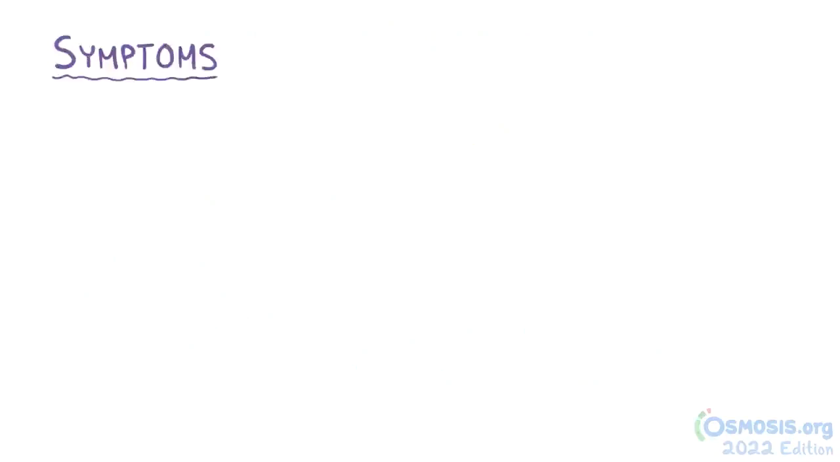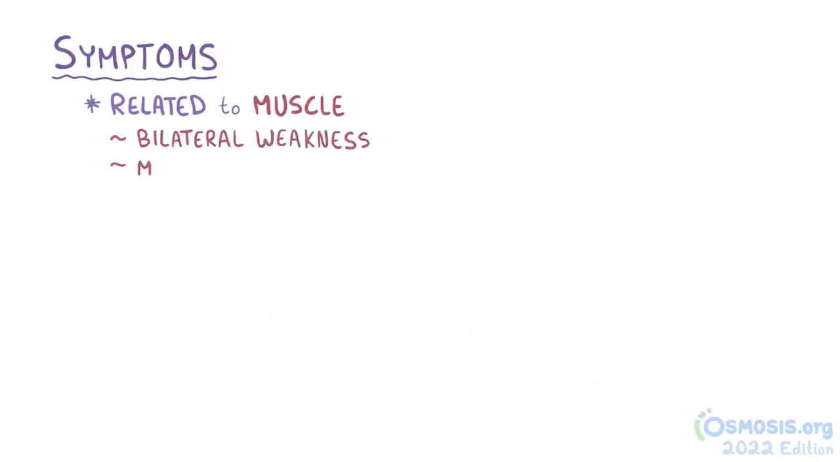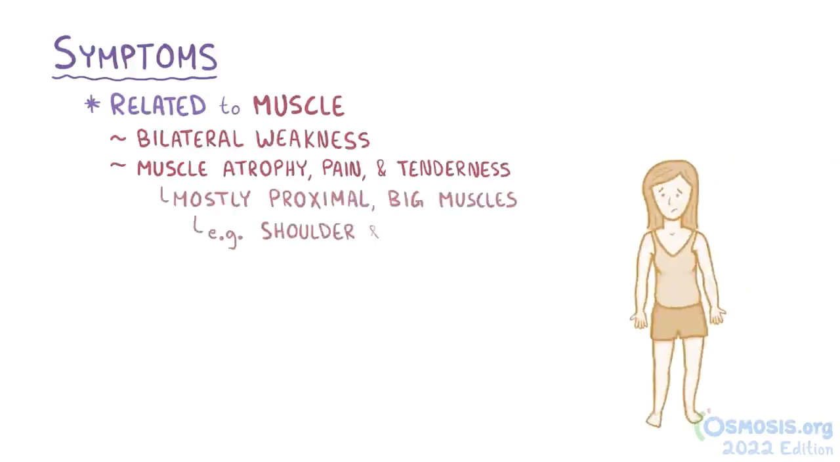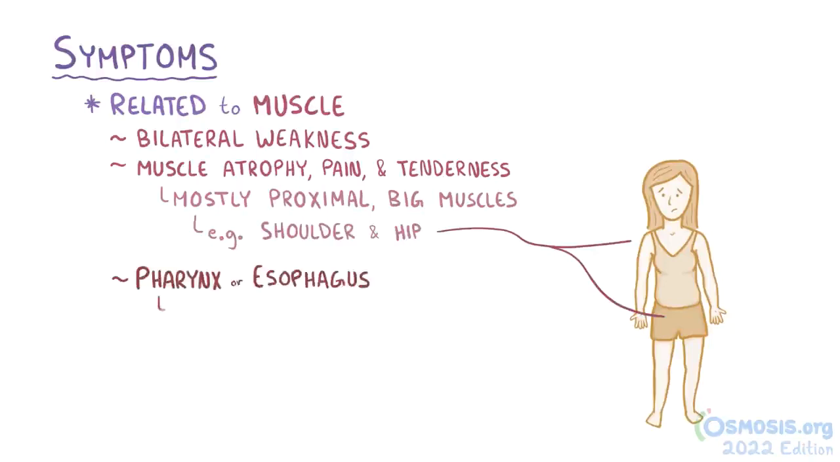Symptoms of dermatomyositis are typically related to the tissue involved. When muscles are involved, there might be bilateral weakness, muscle atrophy, and muscle pain and tenderness that mostly affects proximal, big muscle groups, like the shoulder or hip. That pattern of muscle weakness can cause difficulty getting out of a chair or combing hair. In severe cases, the muscles of the pharynx or esophagus can be affected, which causes dysphagia, or difficulty in swallowing.